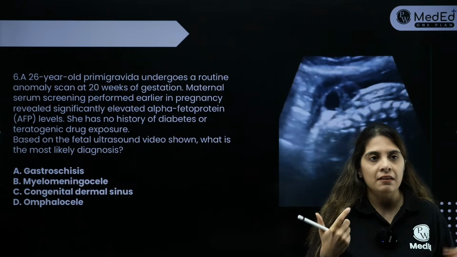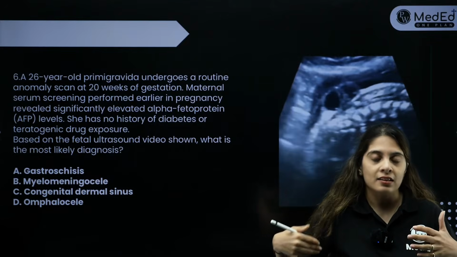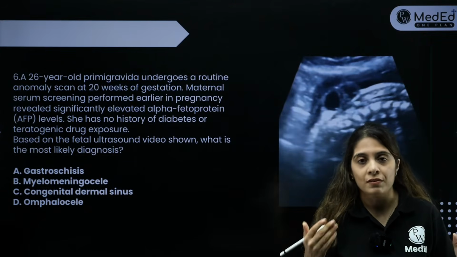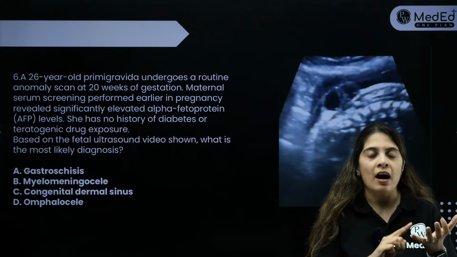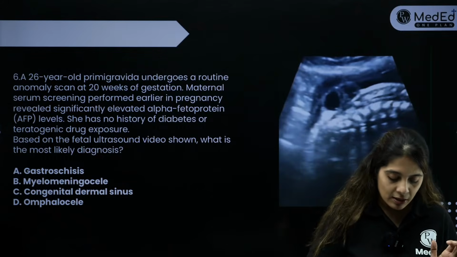You see, AFP will be elevated in all of these, right? Because whenever there is any defect, either in the spine or a ventral wall defect, your AFP or alpha fetoprotein will always get elevated. So, it is important that you identify whether there is a spinal defect or a ventral defect, right? So, let's see.